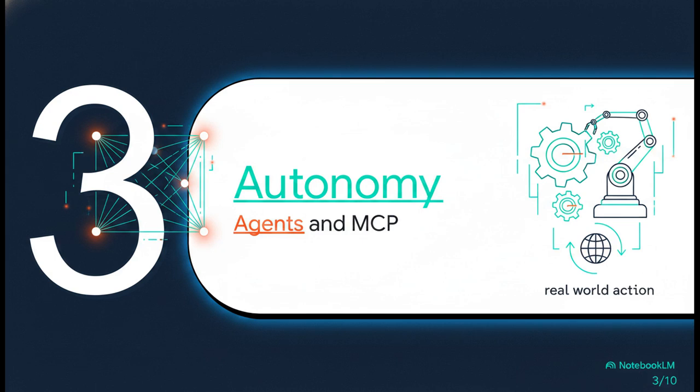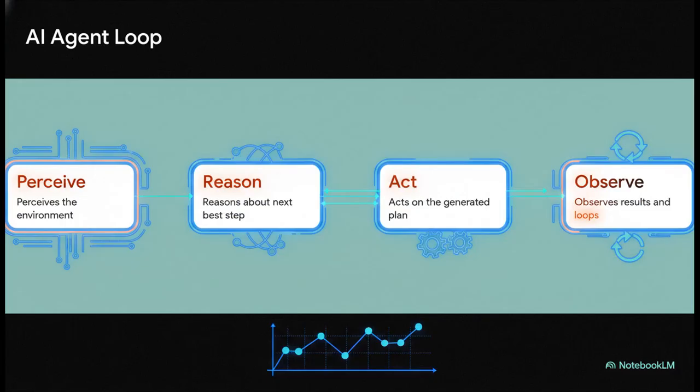Moving right along to Section 3, autonomy, agents, and MCP. So now we're shifting gears from just retrieving static data to building systems that actually take action in the real world. This is Concept 4, AI agents. And listen, an agent is not just a chatbot. A chatbot tells you how to book a flight. An agent actually goes and books the flight for you. It's an autonomous system that continuously loops through 4 steps: perceive, reason, act, and observe.